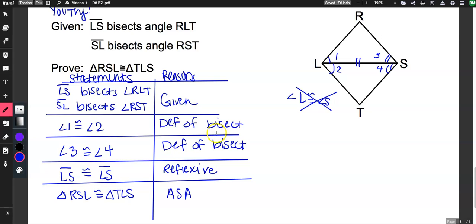So I basically did a similar process as before, using my definition of bisecting, and then I used the reflexive property for side LS, and I said they're congruent by angle, side, angle.